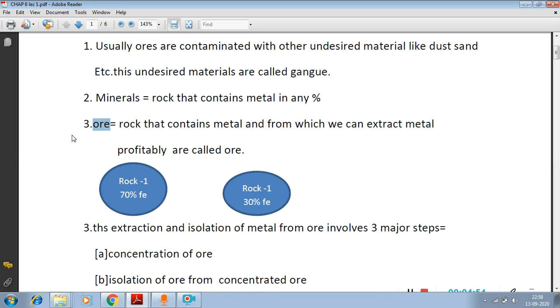Okay, so here this term is very important, profitably. Both rocks have metal, but the one from which we can extract metal profitably, that rock is called ore, and both are called minerals because both are having metal in any percentage.